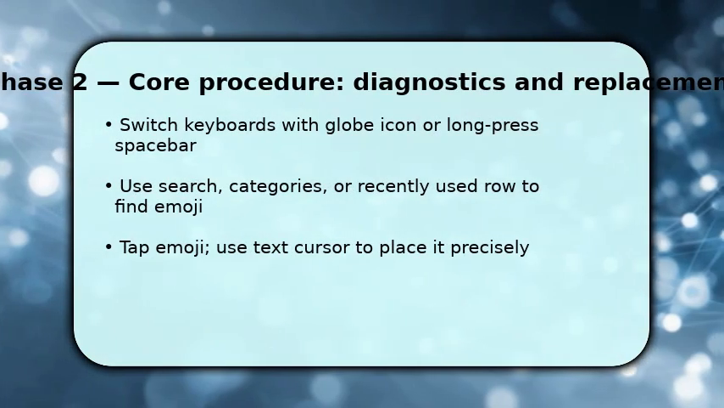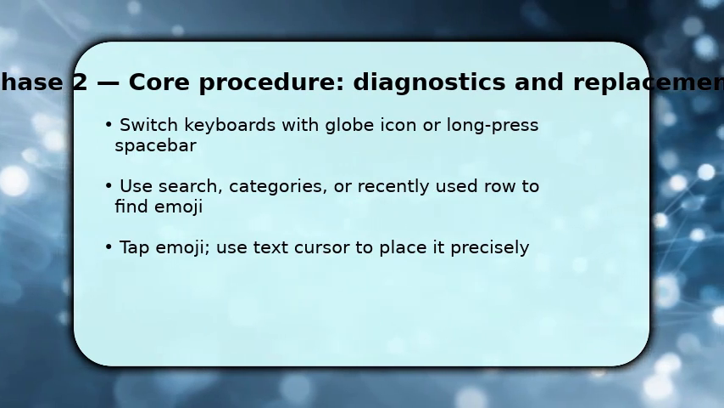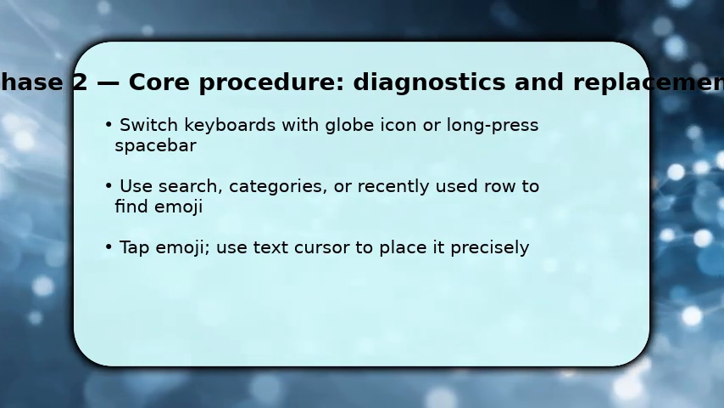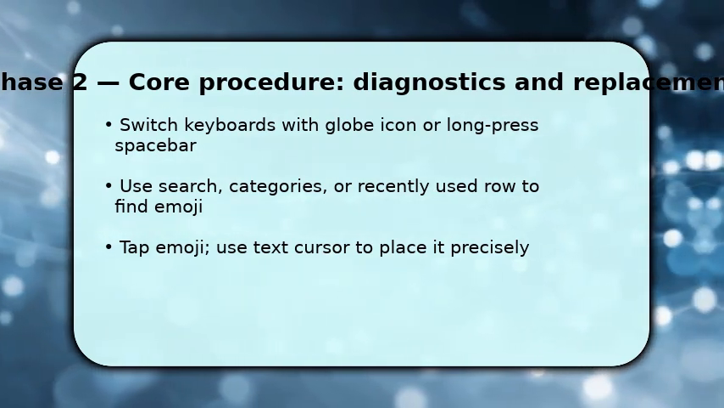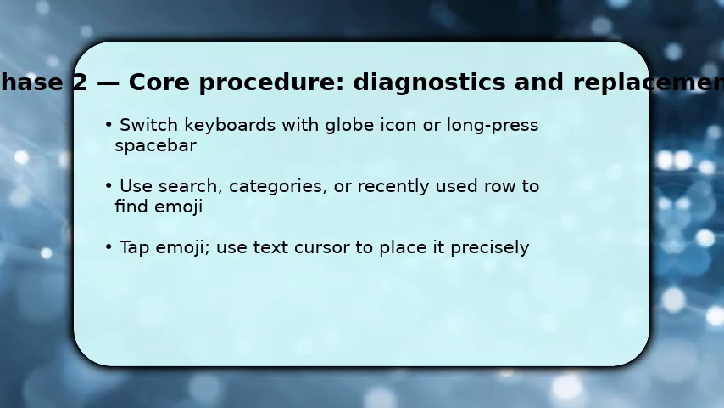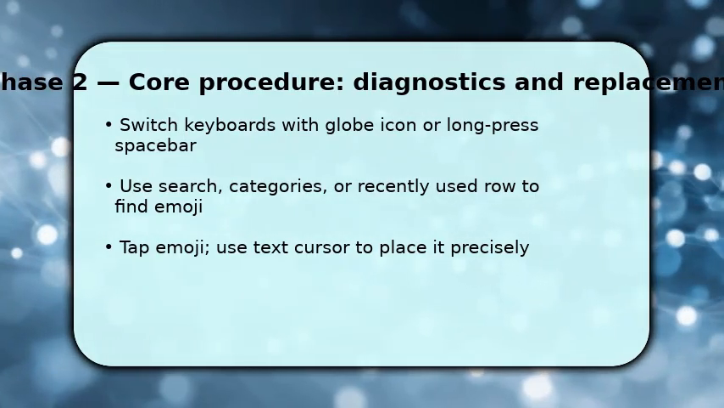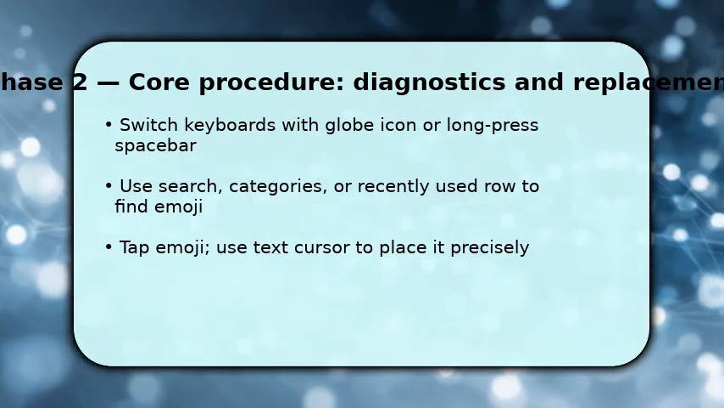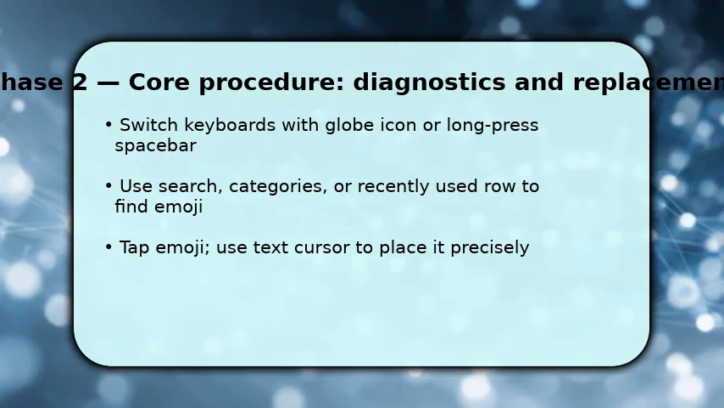Now you'll pick and insert the emoji. Tap the globe or long press the spacebar to jump to the emoji keyboard. This ensures you're using Apple's glyphs. Use the search field for quick finds or browse categories and the recently used row for speed. Tap an emoji to insert it where the cursor sits.